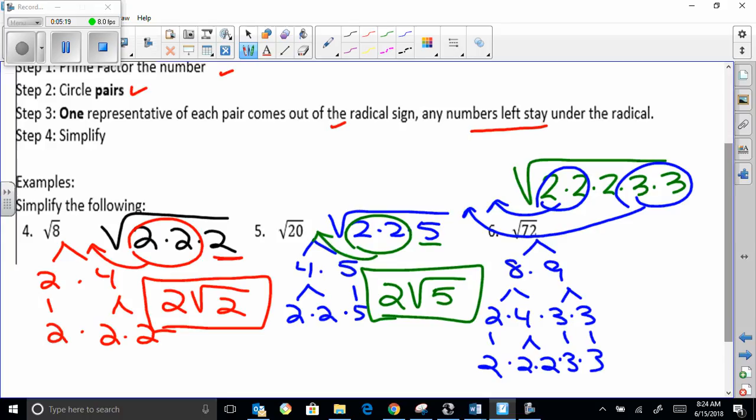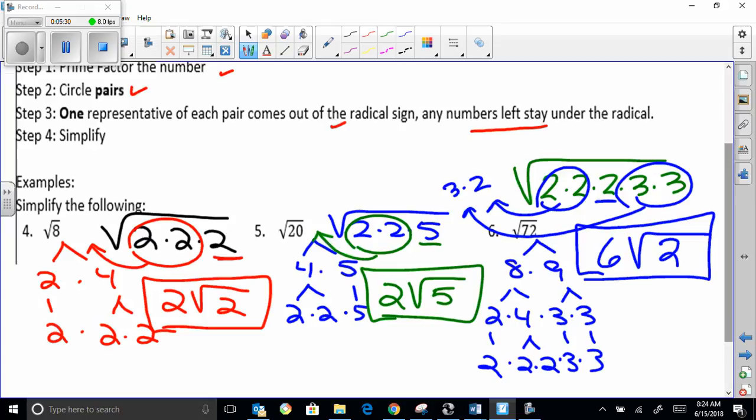And because I have 2 of them, I'm going to multiply them together. So on the outside, I would have 6. And this 2 is left over to stay on the inside. 6 times the square root of 2. Okay.